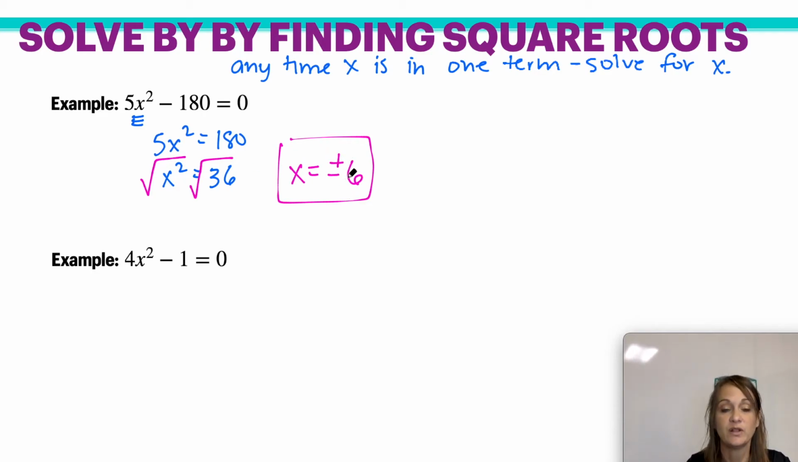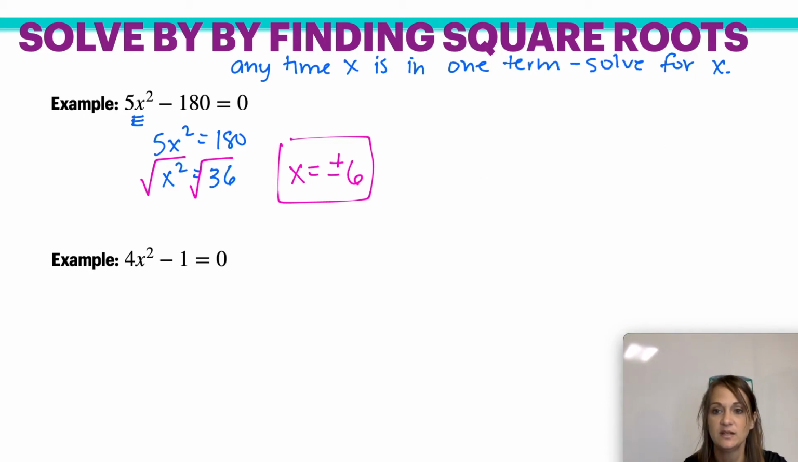Because if I plug -6 back in, the moment I square it, it becomes a positive 36, and then multiplied by 5 gives you 180. The -6 works and the positive 6 works. So do not forget, make sure that you put that this should be 6 and -6.